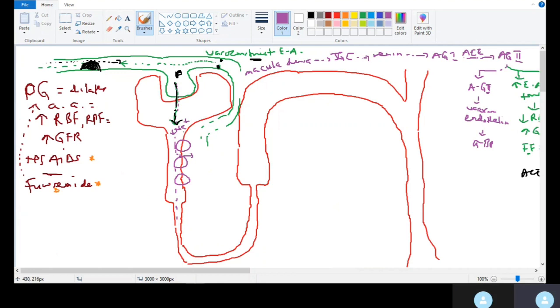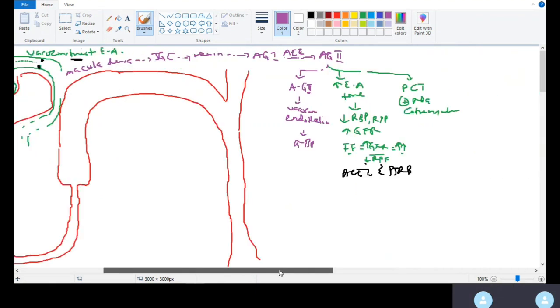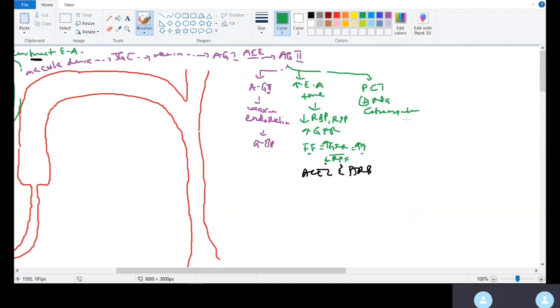So angiotensin 2 is going to stimulate these channels here at the PCT, and that is going to increase sodium reabsorption at the PCT, which means water too will follow, right? So basically, this will help us maintain the volume. Does this make sense?